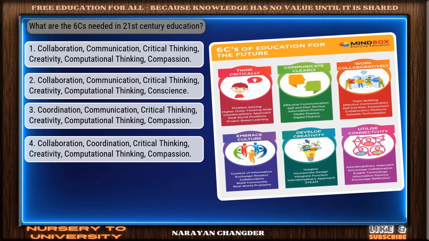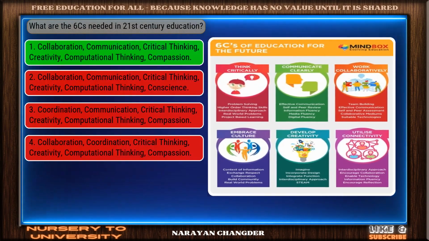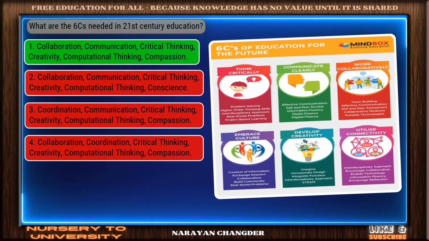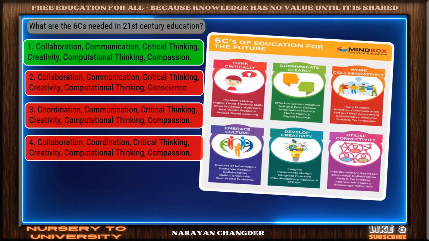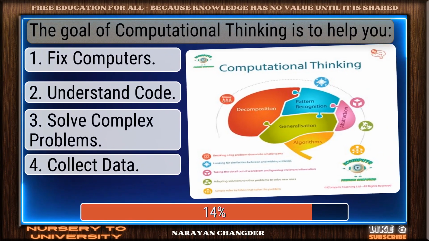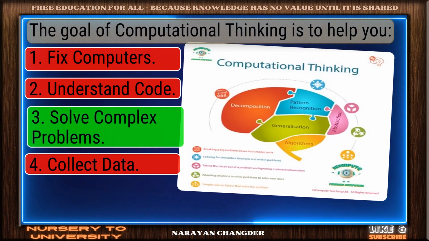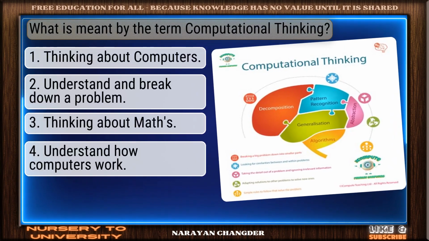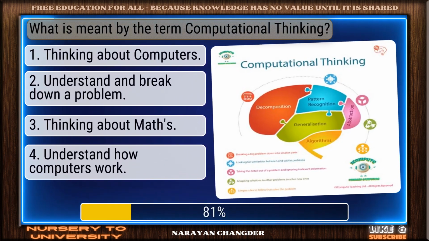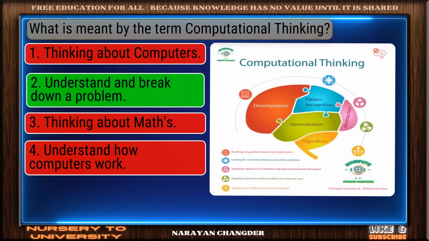Question number 49. What are the 6 C's needed in 21st century education? Right again. Collaboration, communication, critical thinking, creativity, computational thinking, compassion is a valid answer. Question number 50. The goal of computational thinking is to help you. Correct. Solve complex problems is the right answer. Question number 51. What is meant by the term computational thinking? Bravo. Understand and break down a problem is the answer.